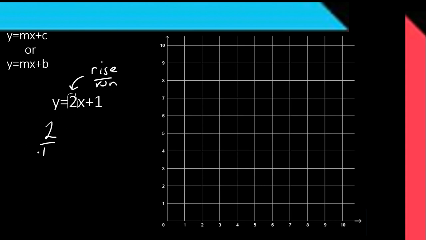What I tell my students is if it's a negative, I will run to the left. If it is a positive, I will run to the right. But depending how you've been taught, people say it differently.